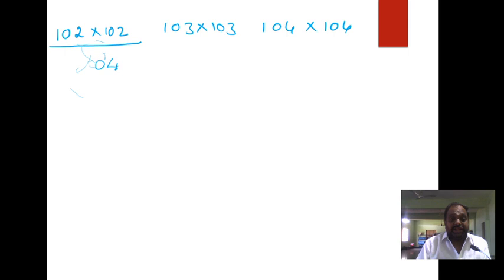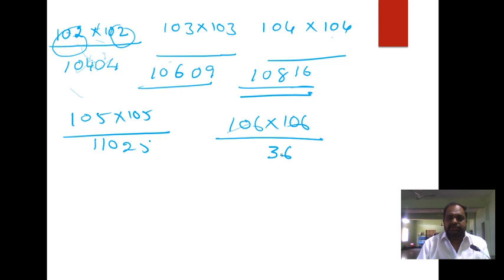Again, 3 3s are 0 9, 103 plus 3, 106. This is the answer. Next, 104 into 104. 4 4s are 16, so we are getting a 2 digit number. Keep 16, 104 plus 4, 108. Okay. Suppose 105 into 105. Keep 25, 105 plus 5. How much? 110. Suppose 106 into 106. 6 6s are 36. 106 plus 6, 112.